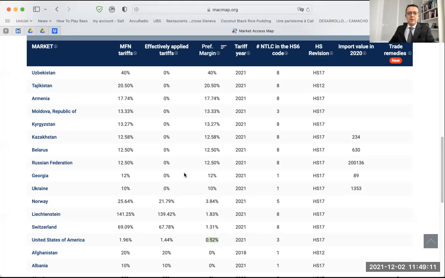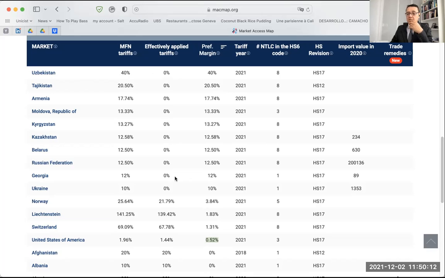Wait, no, I'm reading this wrong. Sorry, I was looking at the preference margin, not at the effectively applied. Sorry, excuses. So what I'm saying here is, in these countries where we face a 0% tariff, but the MFN is higher, we have a huge advantage. This is the reality, because the tariff we pay is zero, but the tariff others pay is this much. Which means that in the case of Uzbekistan, we pay zero, but probably Turkey pays 40%.